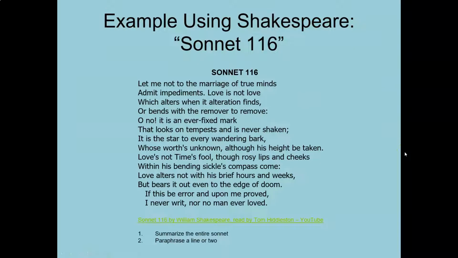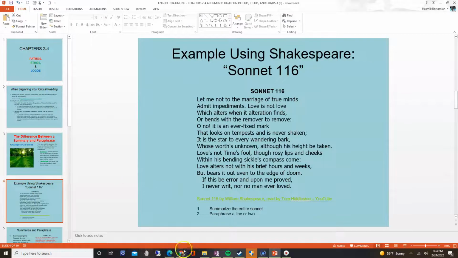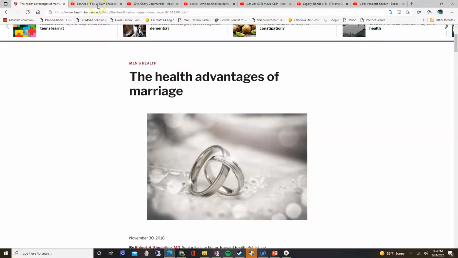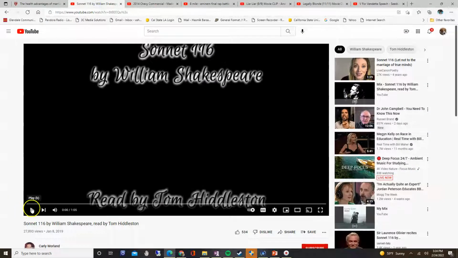Now, I want to give you an example just to practice. So I love Shakespeare, and anytime I get a chance to use Shakespeare, I'm very excited. So I just want to do a little exercise together using Sonnet 116, and of course, I don't want to read this sonnet out loud. Why don't we have somebody who sounds so good in a British accent reading it out loud? I chose Tom Hiddleston's version, and here it is.